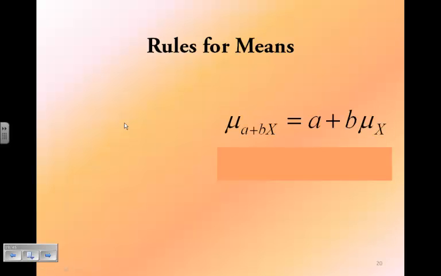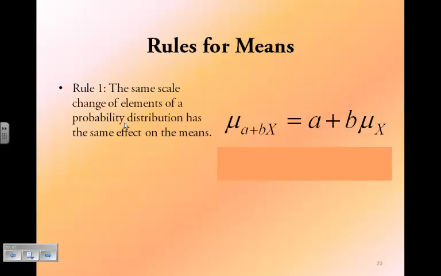Okay, there are two rules for means. If you're trying to find the mean and you have this situation, a plus bx, that's the same thing as a plus b times the mean of x. Rule 1 says the same scale change of elements of a probability distribution will have the same effect on the means. So if I'm scaling up, or changing the elements of the distribution in some way, in this case multiplying the random variables times some letter b and adding some letter a, it'll have the same effect on the sample mean.